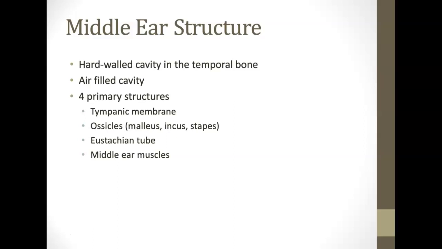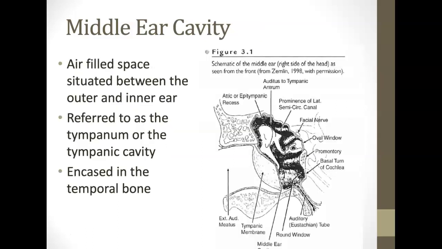Four primary structures within that middle ear space are the tympanic membrane, the ossicles, eustachian tube, and then the middle ear muscles. And those muscles are responsible for contracting to moderate to loud inputs, and we'll talk in a little more detail about those muscles. So here you can see the middle ear space, which starts with the tympanic membrane. You have your ossicles, stapes inserted into the oval window, and a portion of the facial nerve that courses through the middle ear space.